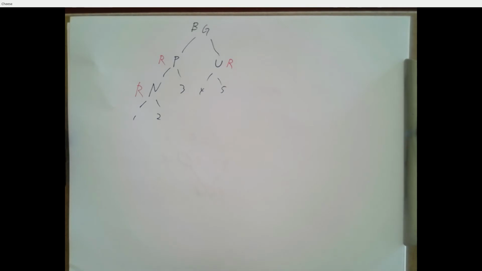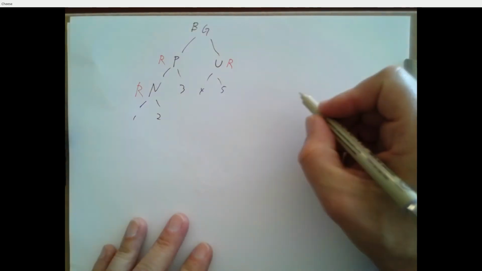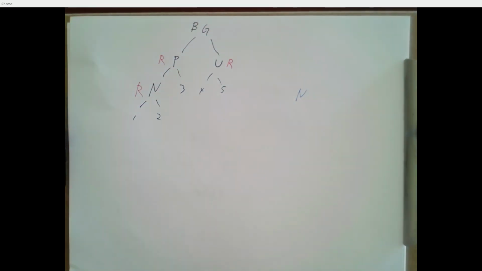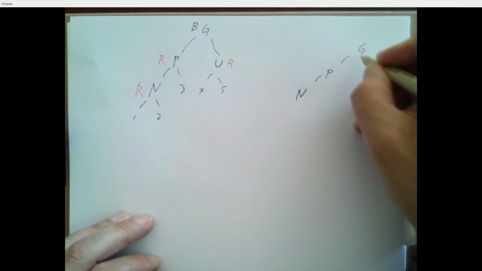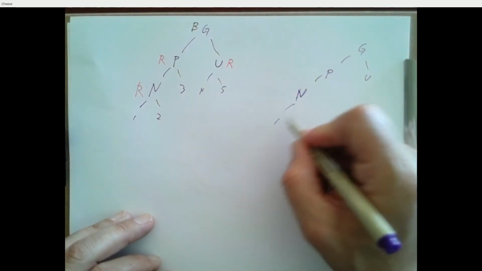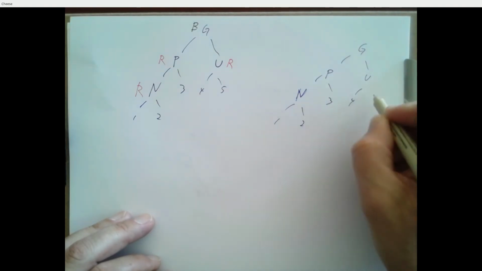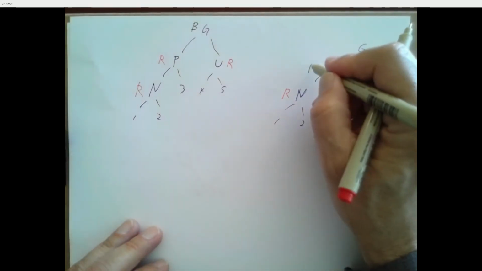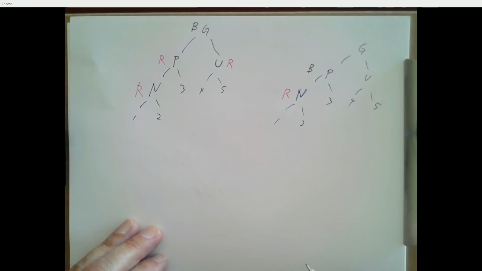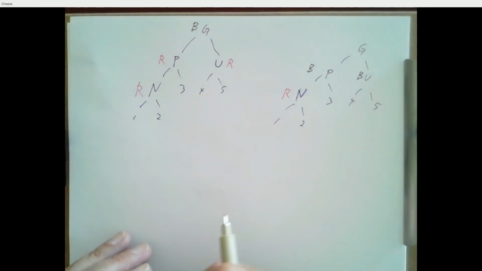So we're going to change this into the following. But we're going to repaint. So our node is still going to be red. Our parent's going to switch to black. Our uncle's going to switch to black. And we're going to change our grandparent to red.